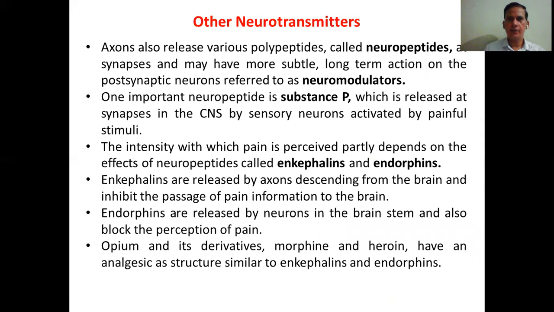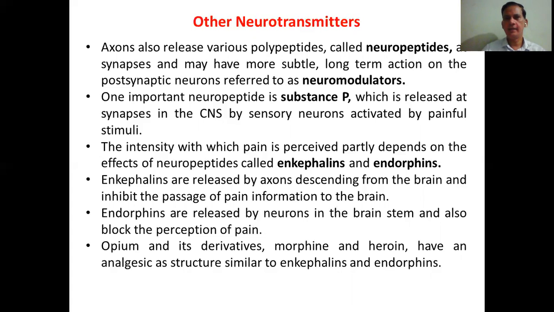So there are other neurotransmitters as well. Axons also release a variety of polypeptides, which are called neuropeptides. At the synapse, they may have different kinds of roles, and they may have long-term effects on the post-synaptic neurons. So they are usually modulating or affecting the action at the neurons. So they are also known as neuromodulators.